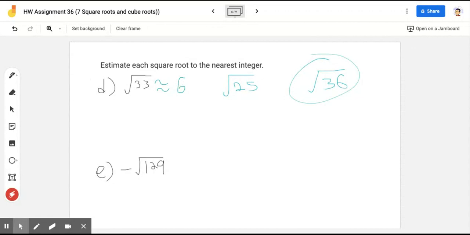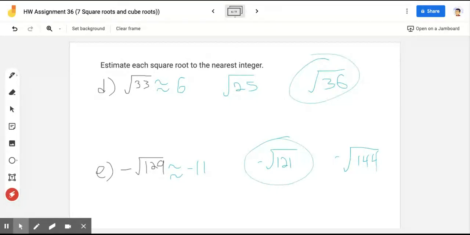All right. Same thing with our problem below. So we have the negative square root of 129. So that one is between the negative square root of 121, so I'm picking my perfect squares here, and the negative square root of 144. And which one is it closer to? Seems to be closer to the negative square root of 121. So therefore, the negative square root of 129 is approximately equal to negative 11.